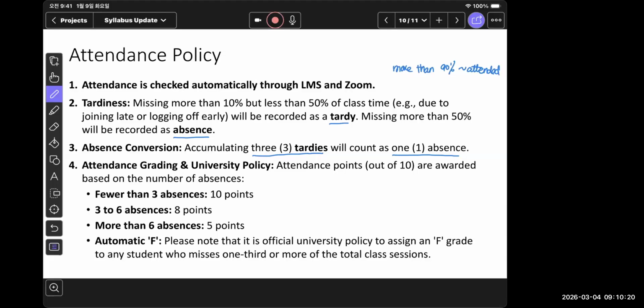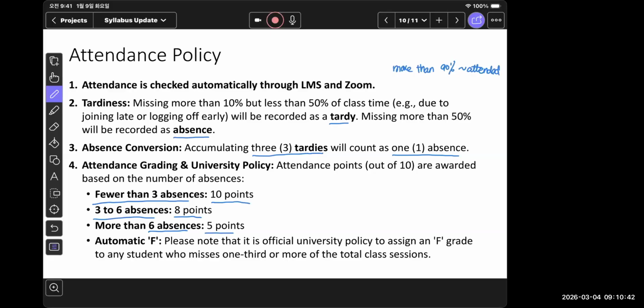Now, if you make fewer than 3 absences, you get 10 points. If you make 3 to 6 absences, you get 8 points. If you make more than 6 absences, you get 5 points.